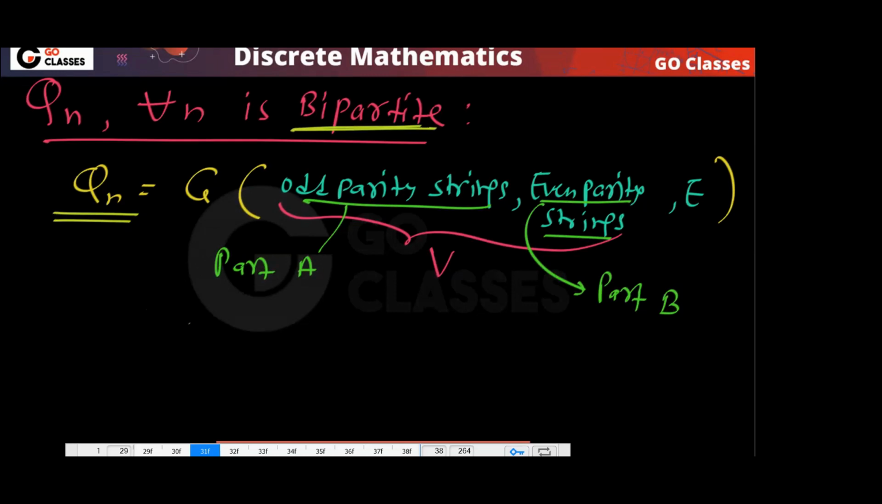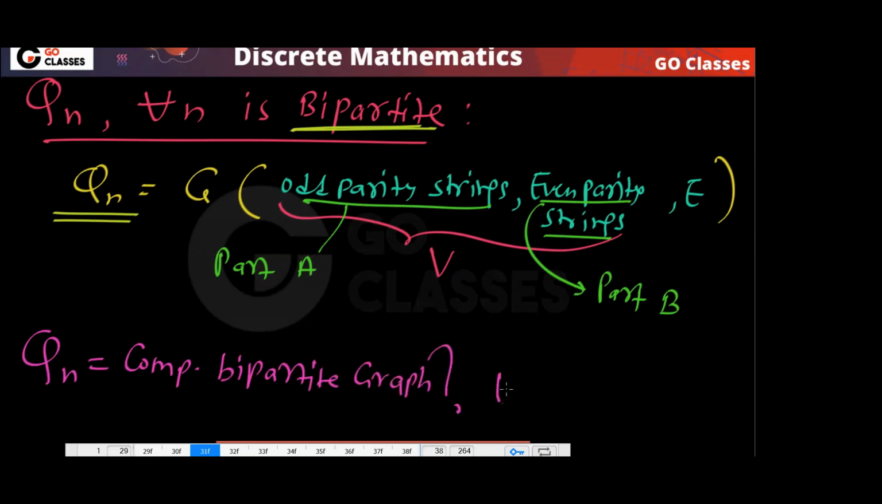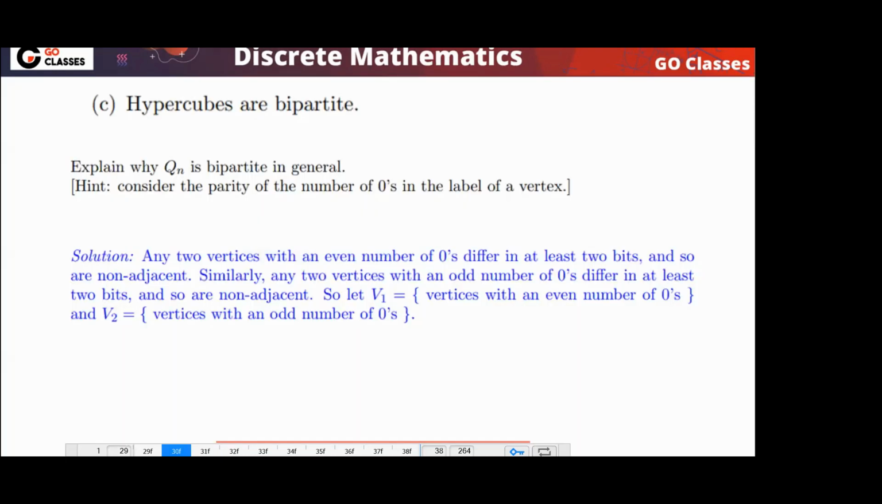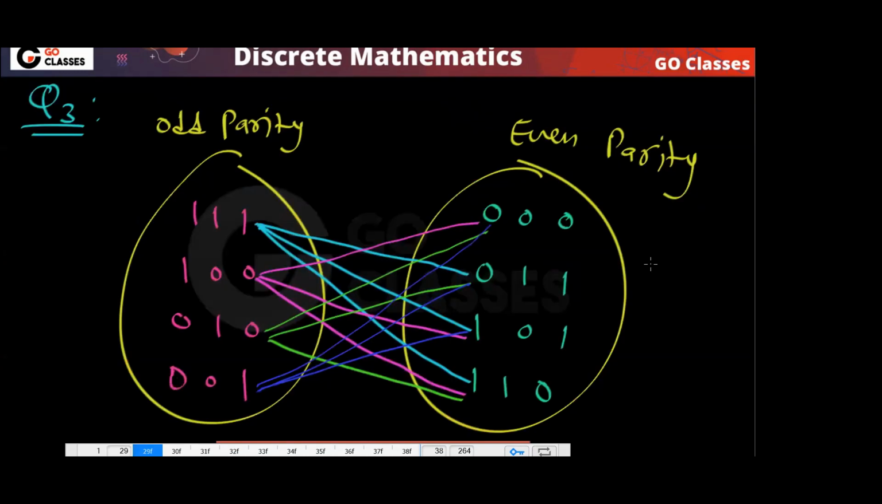Okay. This Qn, can I say this is a complete bipartite graph? The answer is no. You can notice this Q3 is not a complete bipartite graph. Yes or no? Correct? Next. This is your GATE exam question.